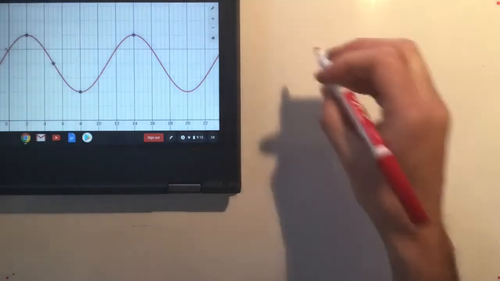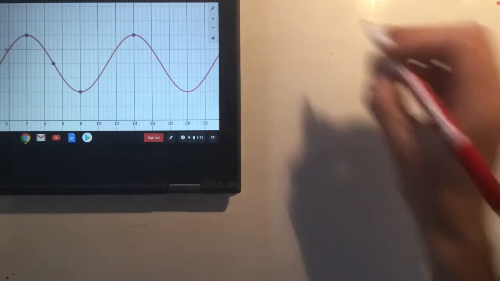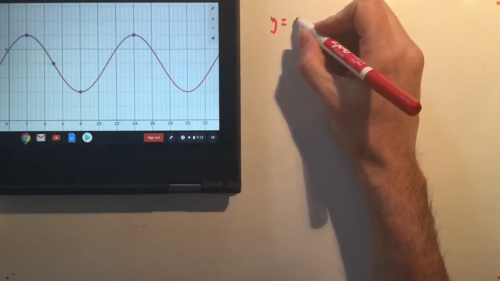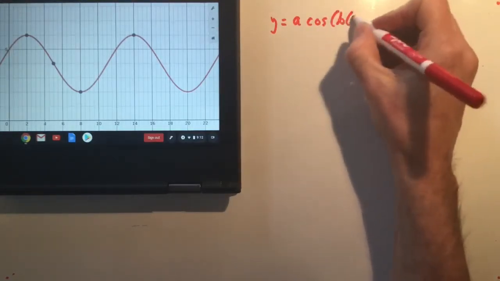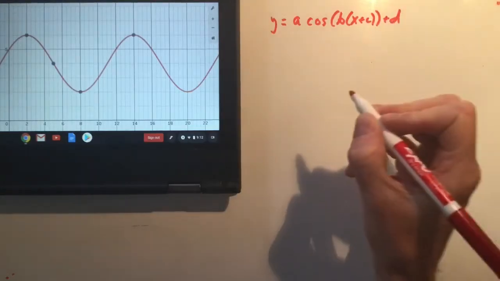Okay, now that we have the picture in front of us, we're going to need to come up with an equation. All right, so we know that the y-intercept isn't a max or min, which would lend itself to cosine, and it's not a point of inflection, which would lend itself to sine, so I can really choose whichever one I want. I'm going to use cosine this time. So y equals a cosine(bx plus c) plus d.